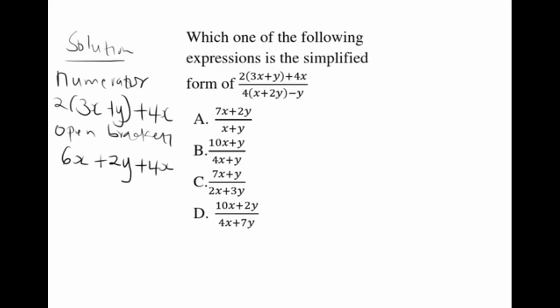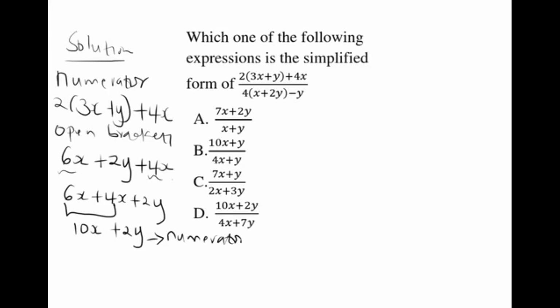From there, we can collect our like terms together, where we have 6x plus 4x. In this case, we are going to have 6x plus 4x plus 2y. 6x plus 4x is going to give us 10x plus 2y. This now becomes our numerator. We can now proceed to solve for our denominator.